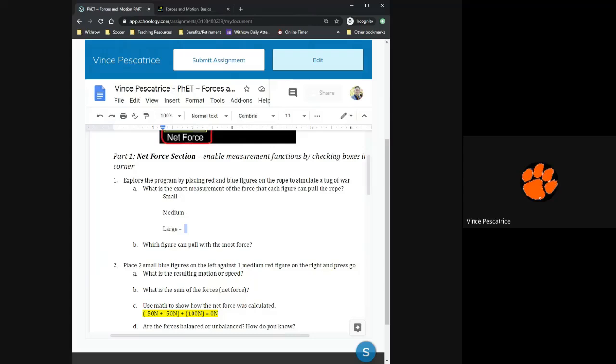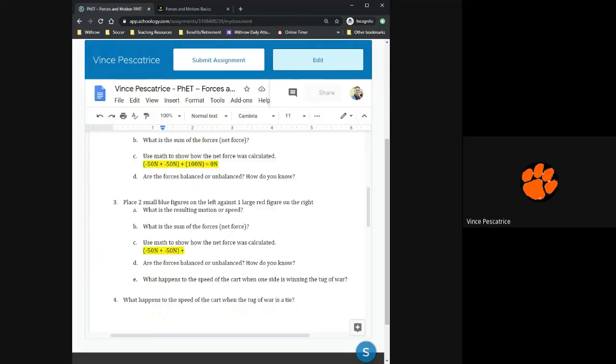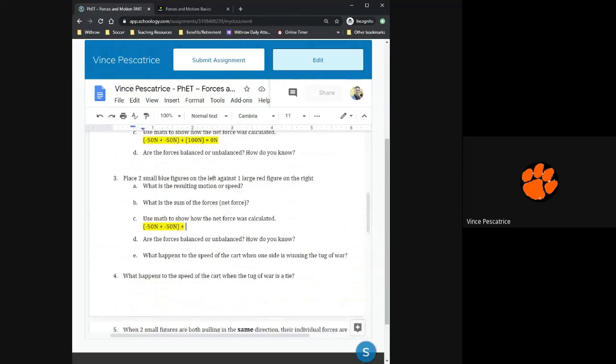All right, how much did the large guy pull with? All right, good, Johnny. 150. So this number needs to be 150, 150 newtons. All right, so if you do the math on this, this turns into negative 100 newtons plus 150 newtons. And that equals 50.